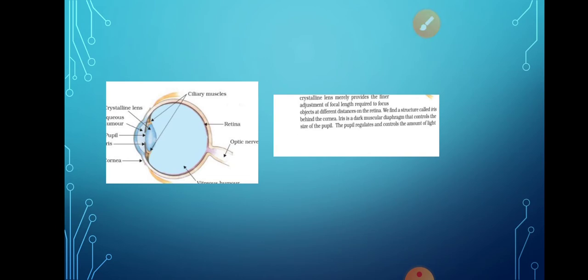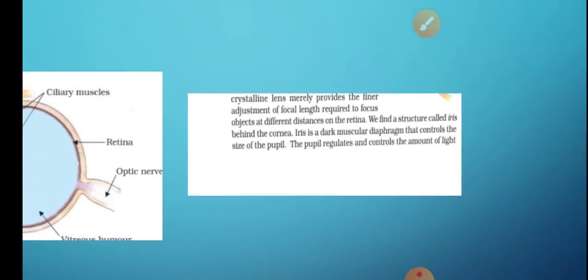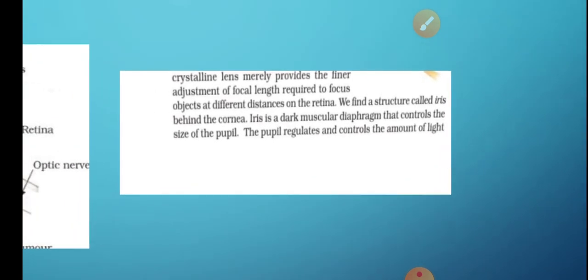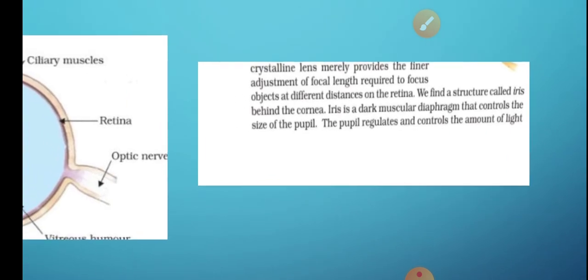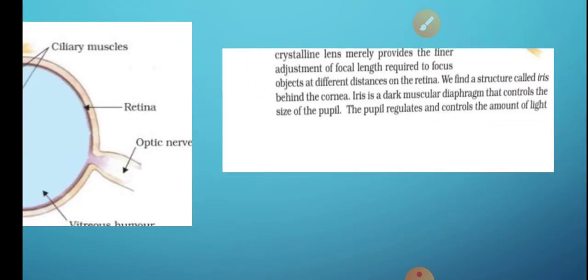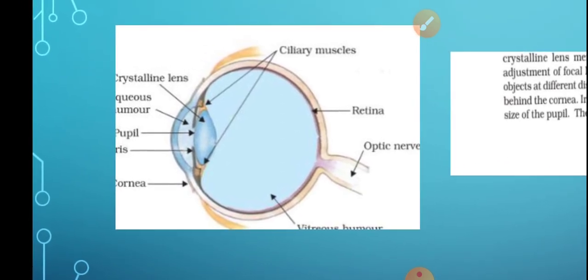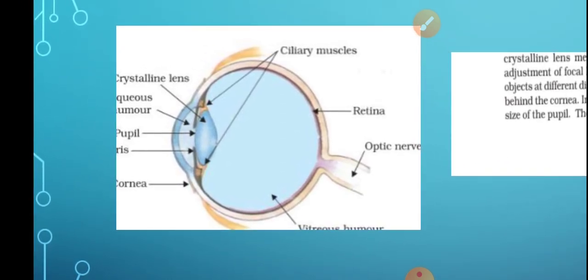Now what is that lens? See, the crystalline lens provides the inner adjustment of focal length required to focus at different distances on the retina. Okay, that means we can adjust the focal length of the lens by using the ciliary muscles.